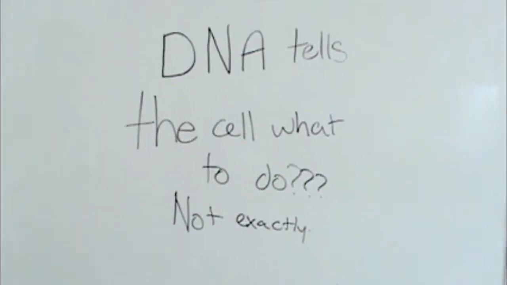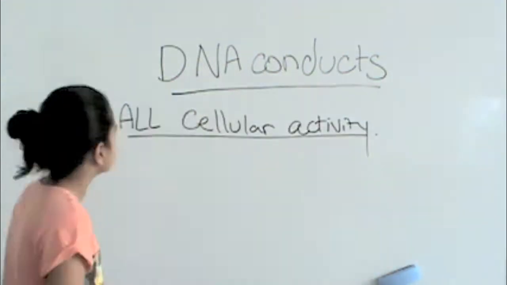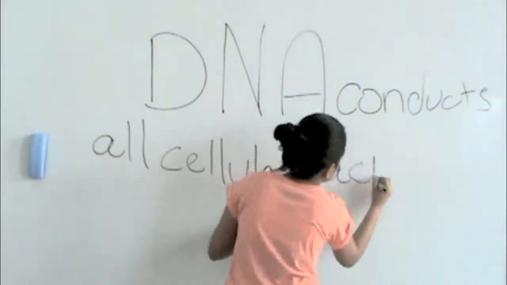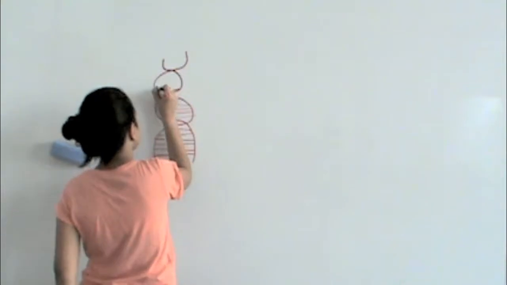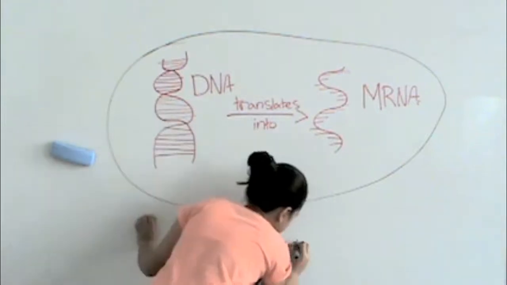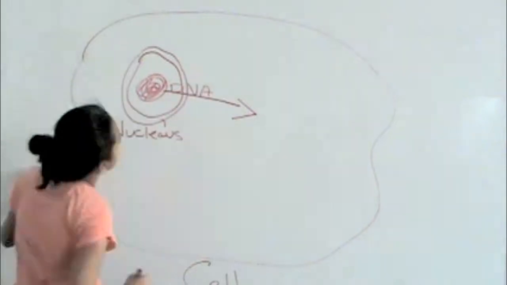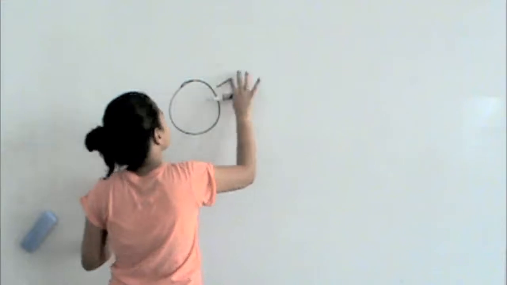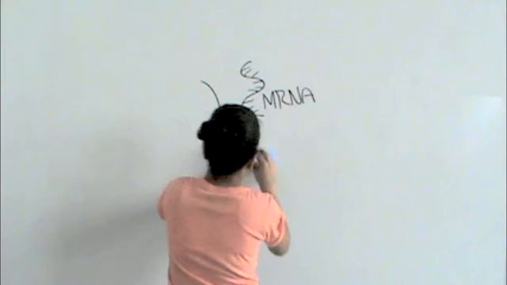I've often read that DNA tells the cell what to do. Well, not exactly. I mean, it does in a way. But there's also another thing that I've read, that DNA conducts all cellular activity. But how does it do that? Well, DNA conducts all cellular activity by conducting protein synthesis. Protein synthesis begins with the process of transcription, which is basically when DNA gets transcribed into mRNA. After that, the mRNA will be sent out of the nucleus into the cell on a journey to find ribosomes, which can either be found on the endoplasmic reticulum or floating around the cell randomly.